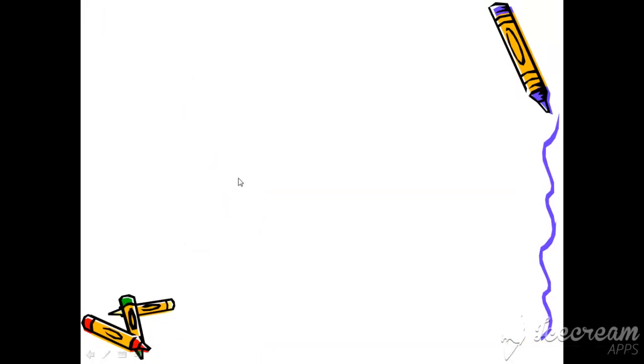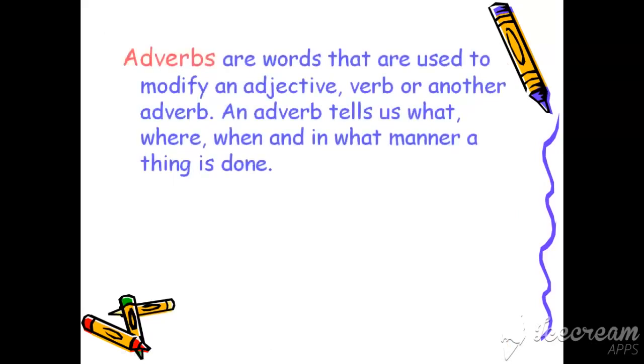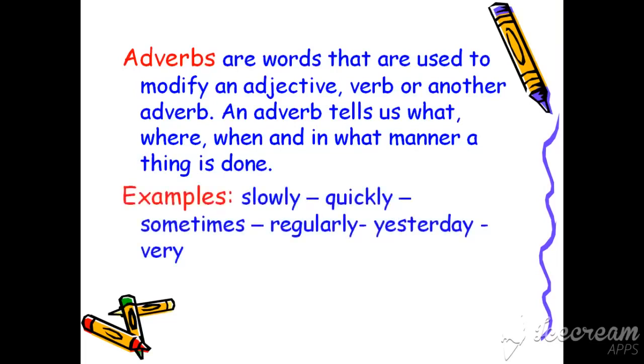Now, what do we mean by adverbs? Adverbs are words that are used to modify an adjective, verb, or another adverb. An adverb tells us what, where, when, and in what manner a thing is done. Examples: slowly, quickly, sometimes, regularly, yesterday, and very.